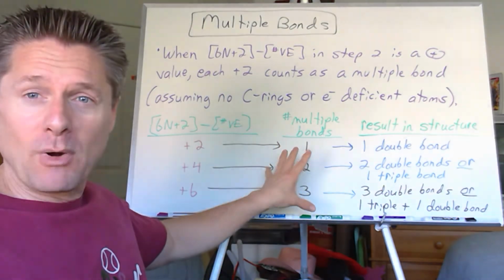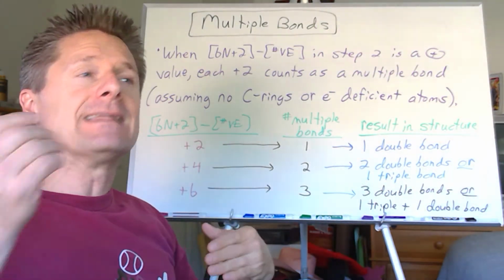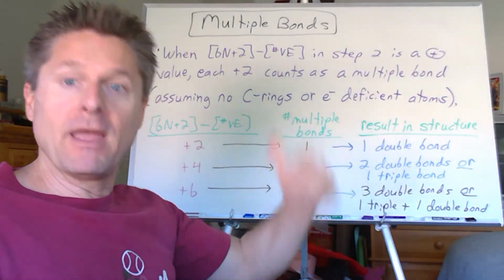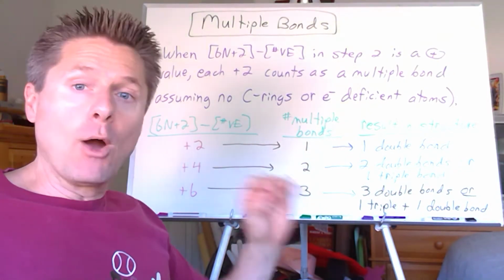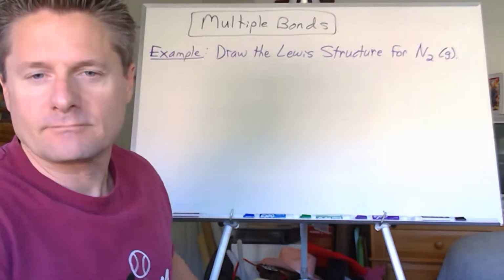So that's your thinking process, but I'll show you: when you get a positive value, eliminate organic rings, eliminate electron deficient species, and then it's got to be this. I always try to eliminate those first. So let's look at some examples.